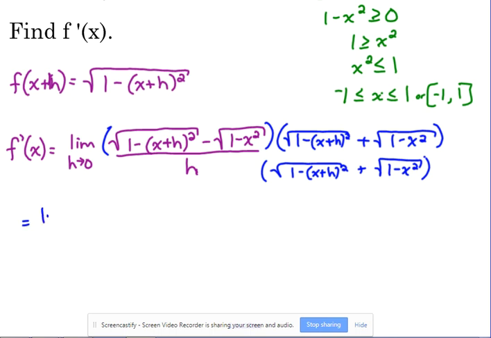All right, so still got the limit because we haven't done anything with it. When we multiply, remember the conjugate, what it's going to do is the square roots are going to go away for the first term here.